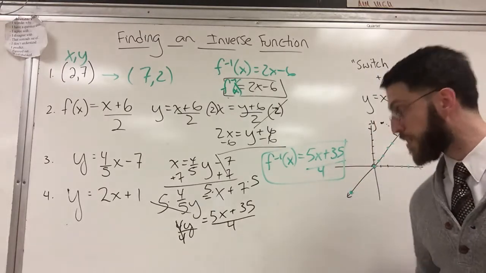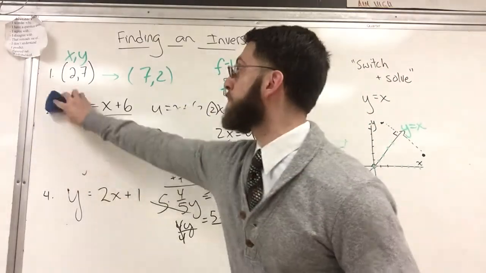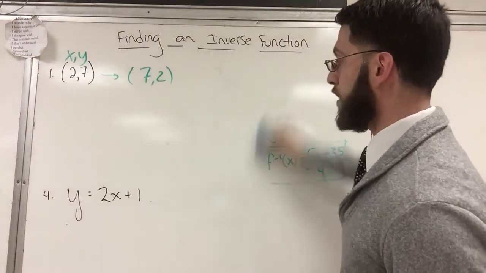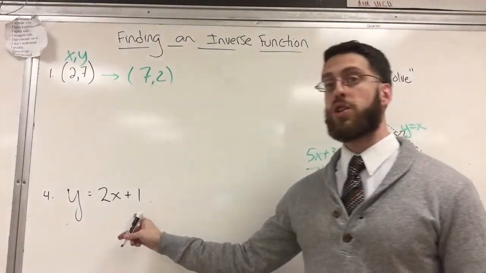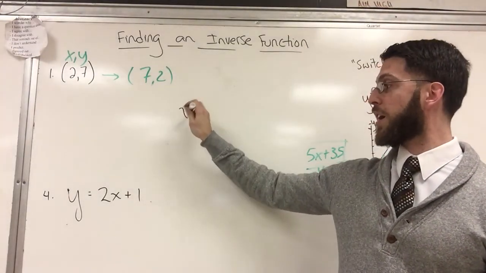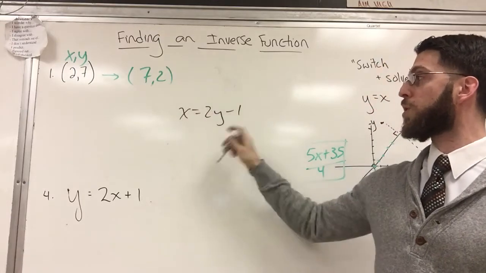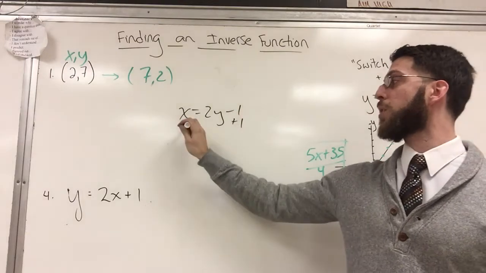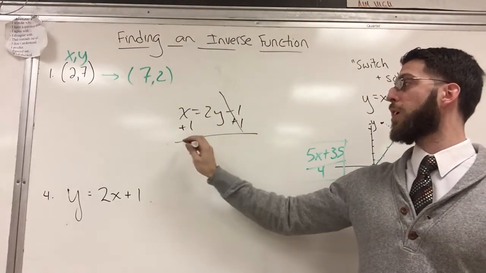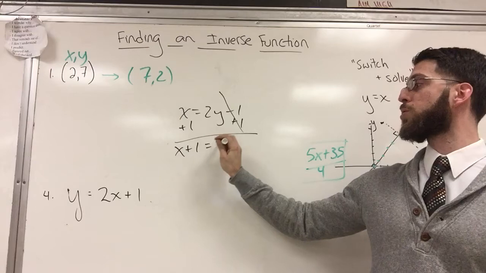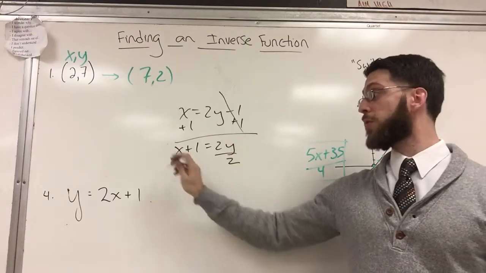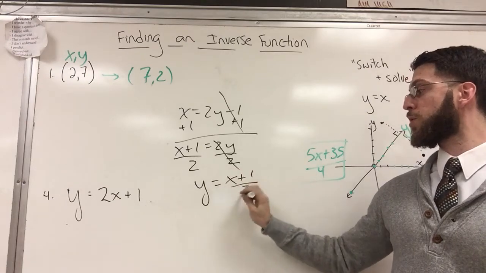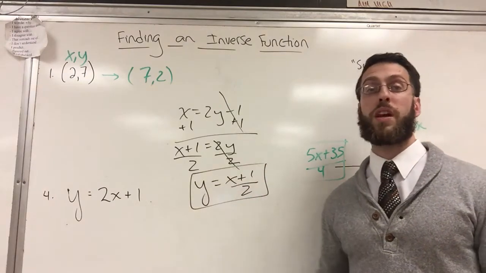Now let me clear some space and get number 4 done in case you're curious. So again, I got to switch. So I'm going to say x equals 2y minus 1, and this is probably the easiest one. That's why I don't know why I left it for last. Let me get y alone here. So what do I have? x plus 1 equals 2y. Divide by the coefficient, and look at me, y equals x plus 1 over 2. Just write what you see and you're done.